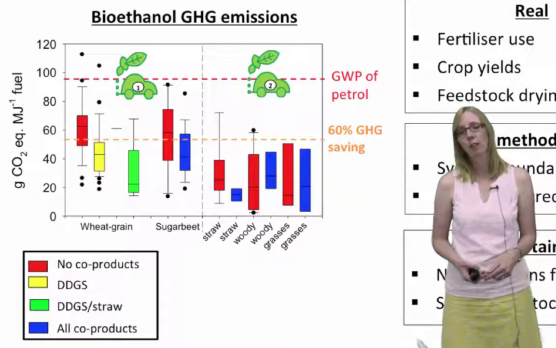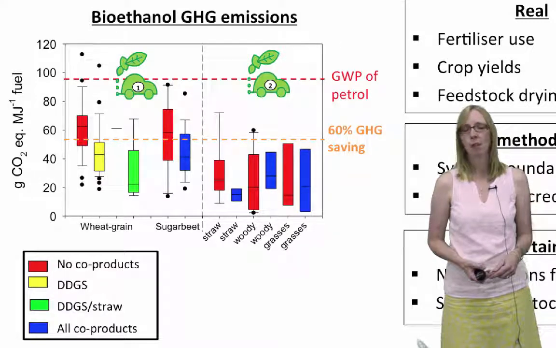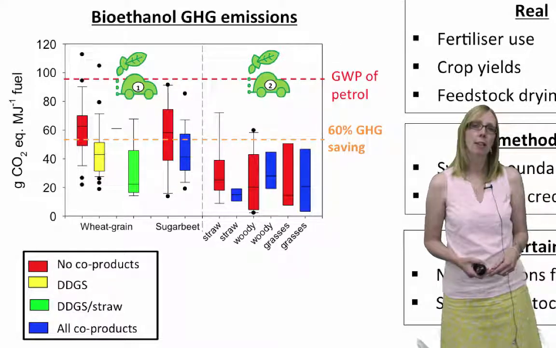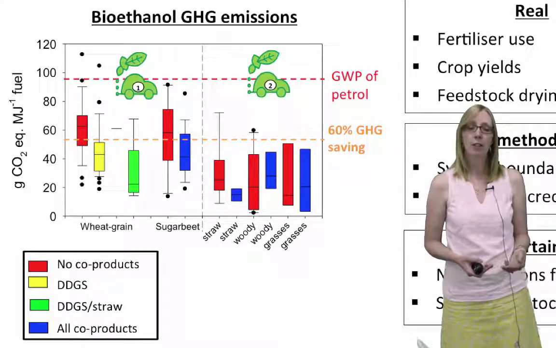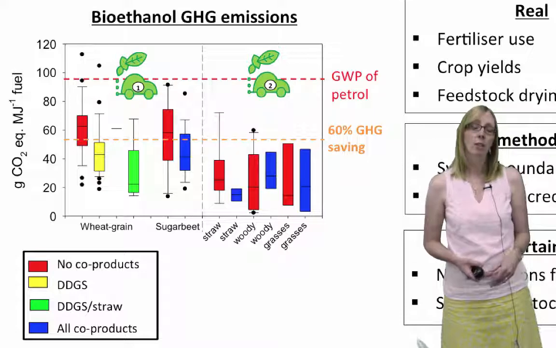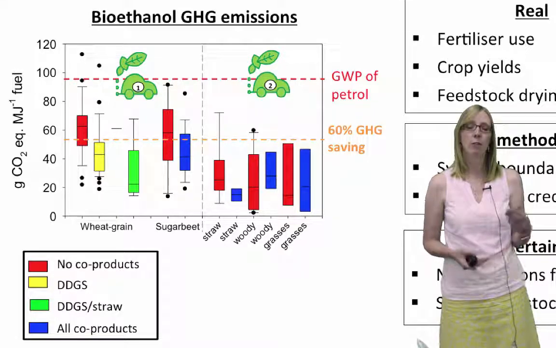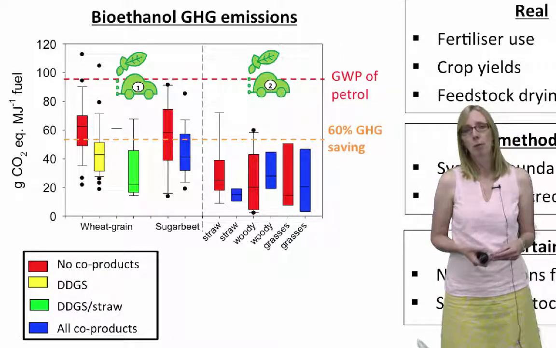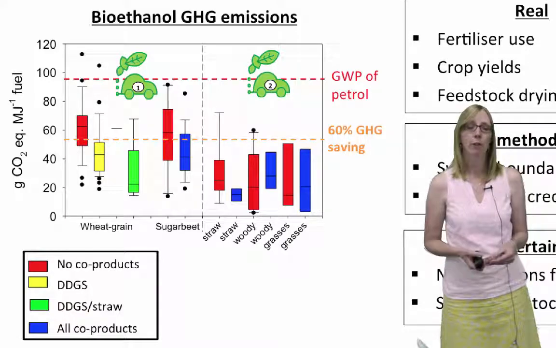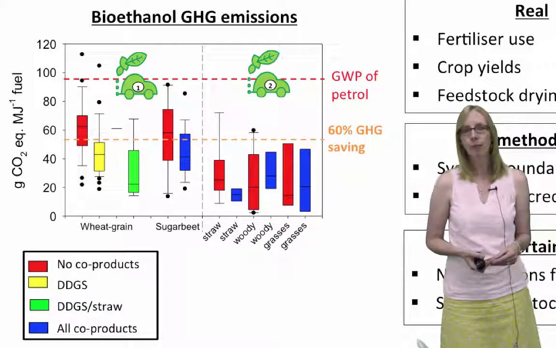For the second generation crops, which are on the right-hand side of the chart, they're mainly below the 60% greenhouse gas saving, but there is a lot of variation. And for the first generation fuels on the left, there is a huge range of variation, with some of the fuels coming above the global warming potential of petrol, so worse than fossil fuel in those cases.